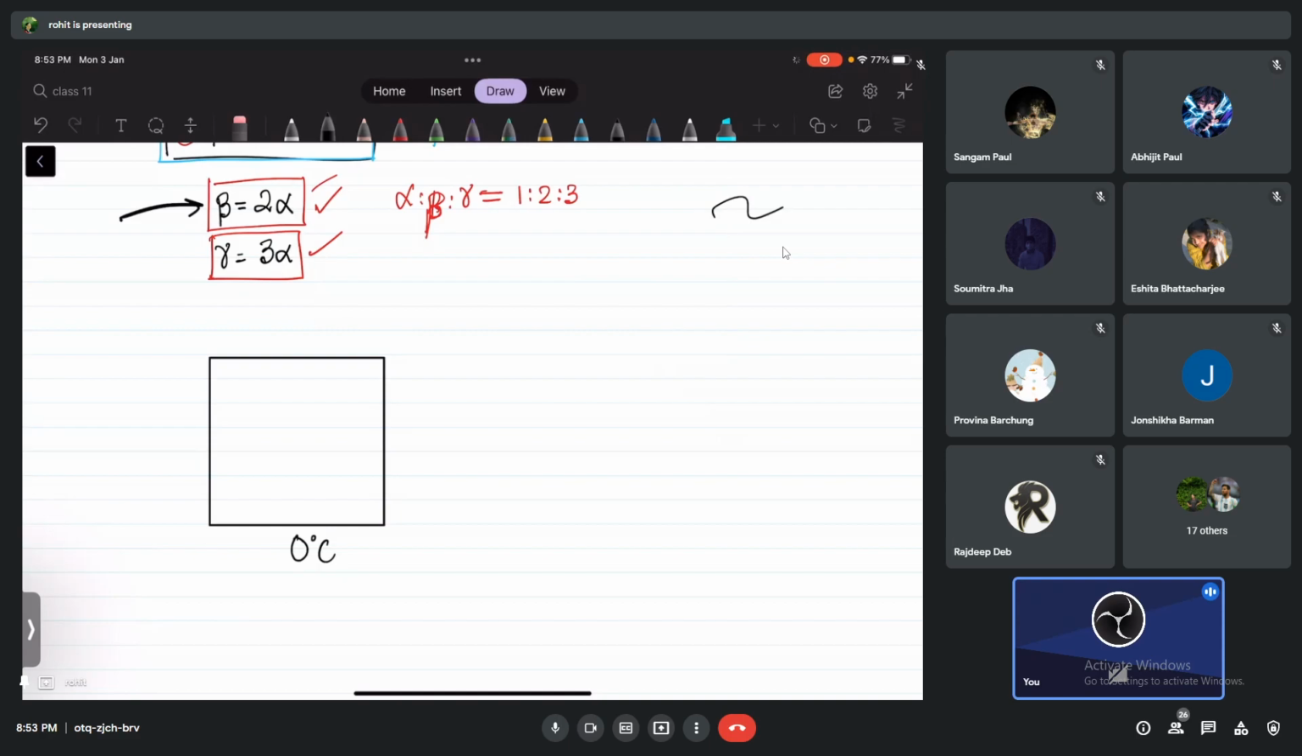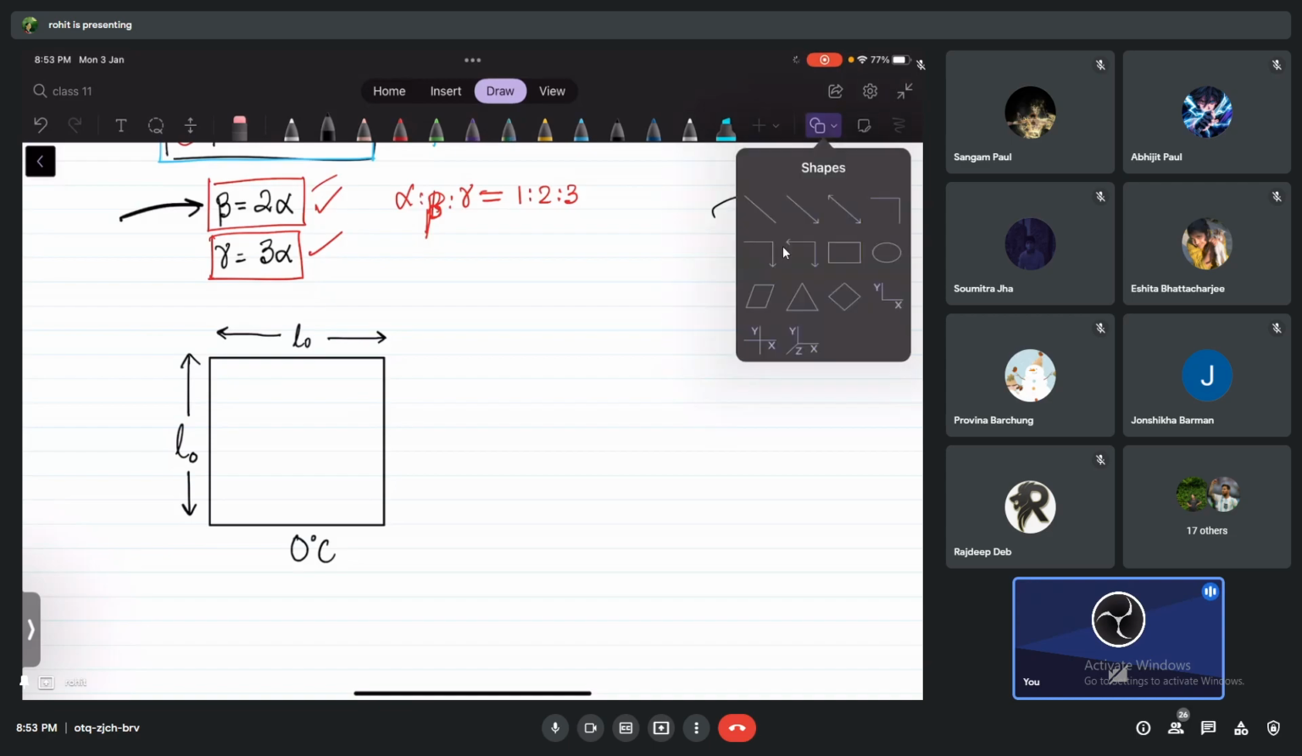Since it's a square plate, it's not 3 dimensional, it's 2 dimensional right now. The length I'm going to call L0. Of course the breadth is the same, since it's a square. So these are the sides, L0 and L0. The square plate has side L0 at 0 degrees Celsius.